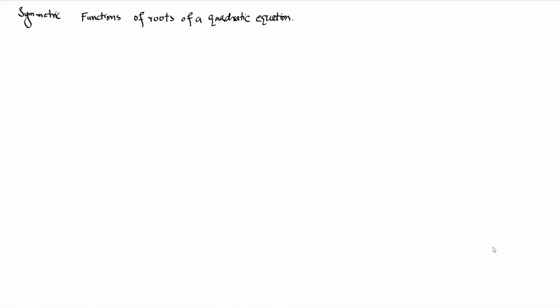In this session, we are going to discuss the symmetric functions of roots of a quadratic equation. The standard form of a quadratic equation is ax square plus bx plus c is equal to 0. And let's say alpha and beta are roots of this quadratic equation.